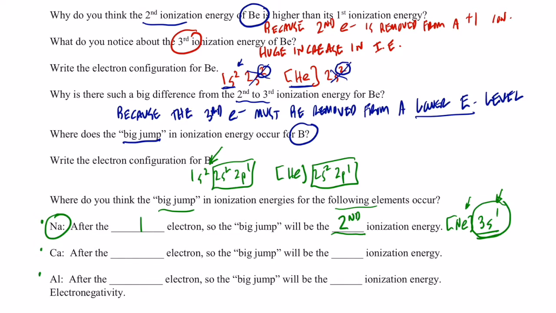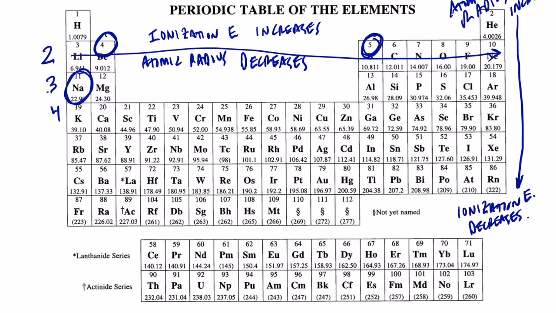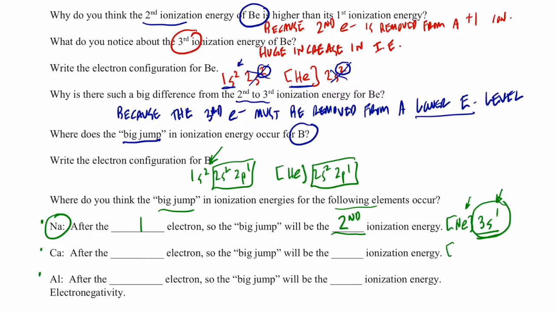What about calcium? Let's take a look at calcium here. So calcium ends with 4s2. So its configuration would be argon 4s2. So don't you agree that the first two electrons for calcium would be pretty easy? So after the second electron, we would get a big jump. So the third ionization energy for calcium would be really, really high because we take the first two from the fourth energy level. The next electron, the third, would have to come from a lower energy level.